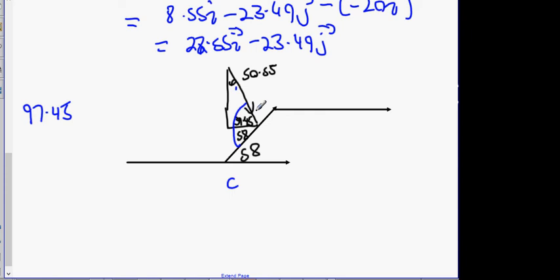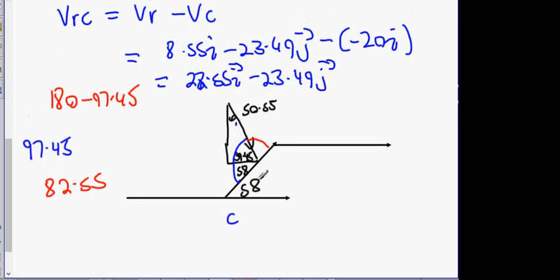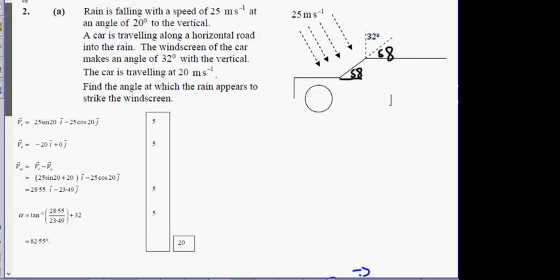And then we have the other angle, which is the angle I think they're talking about in the solutions, where it's 180 minus 97.45, and we get 82.55. Okay, and that's our answer there. So just make sure not to get mixed up with the 58 degrees there.